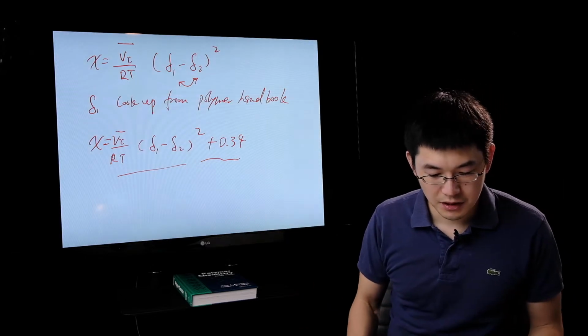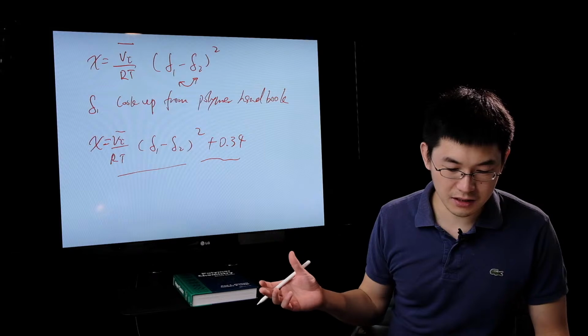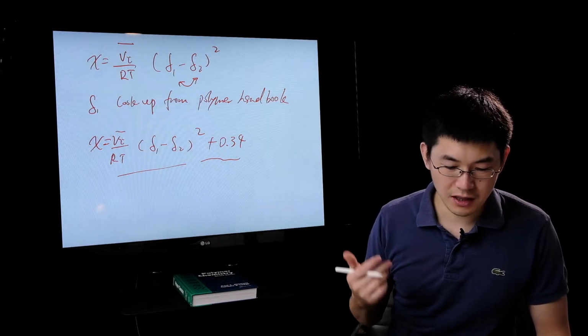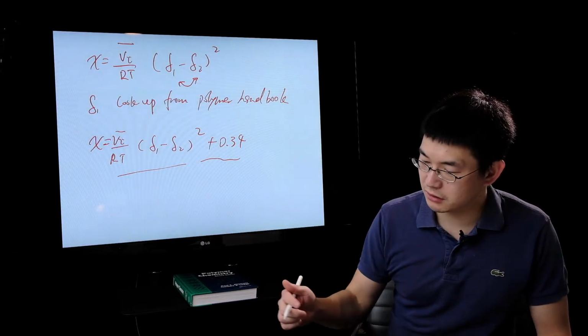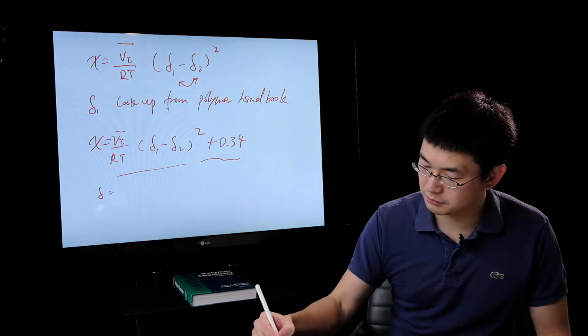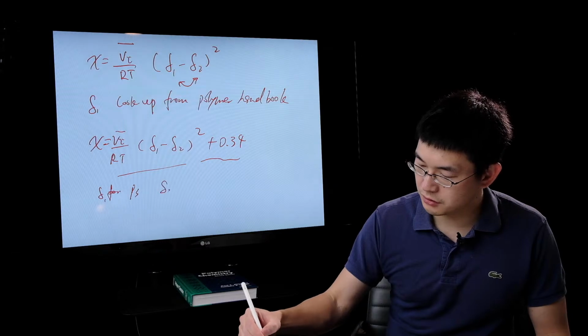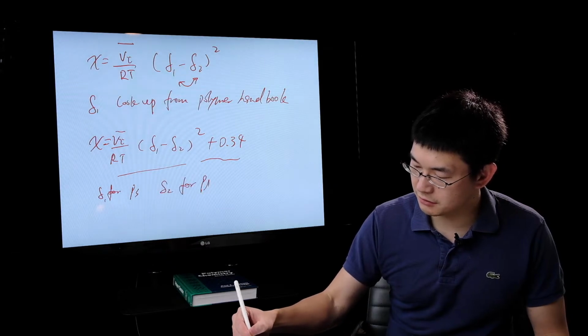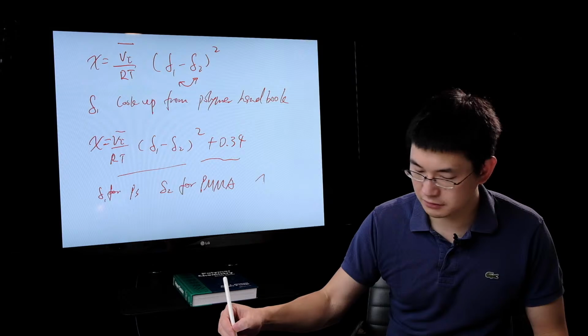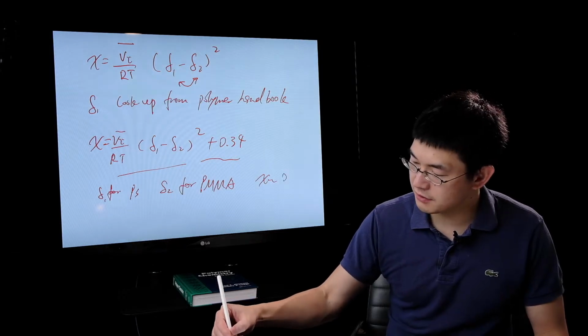So for example, you can start to look at different polymer pairs. For example, polystyrene and PMMA: you can look at what is delta 1 for PS and delta 2 for PMMA, and you can start to get a chi value, and you will see this is a very low chi.